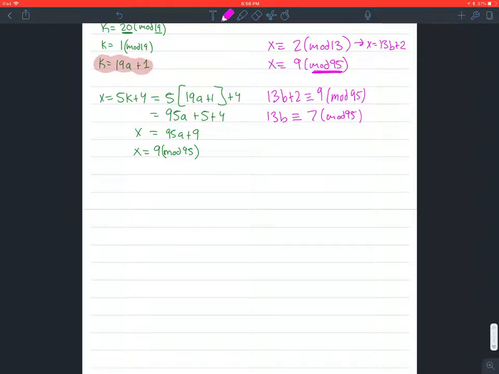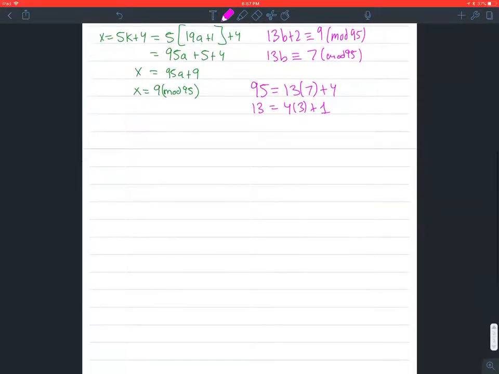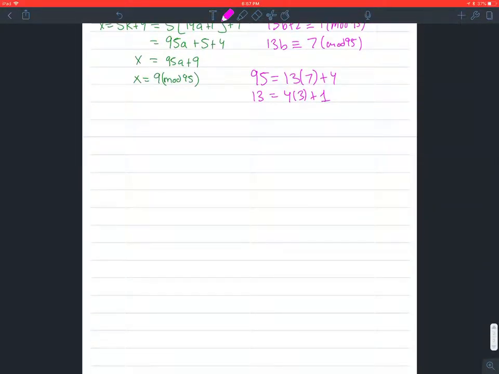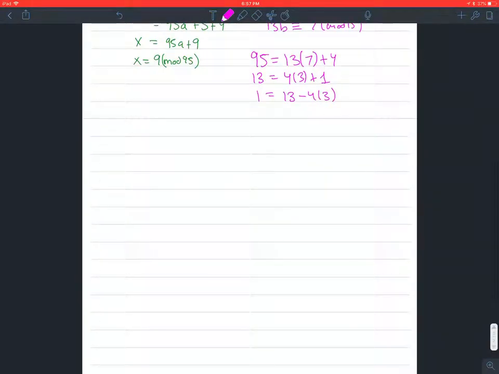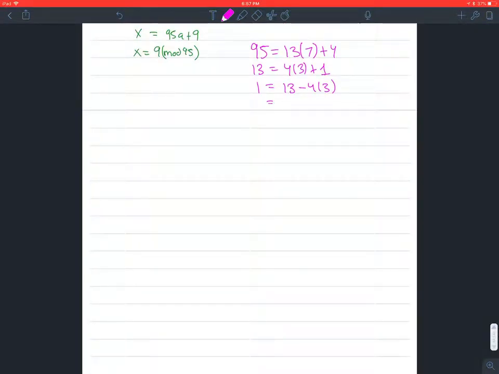Now we do the annoying thing. 95 equals 13 times 7 plus 4. So then 13 equals 4 times 3 plus 1. I did this math ahead of time because I'm not going to sit here and do it on a calculator again. 1 equals 13 minus 4 times 3.